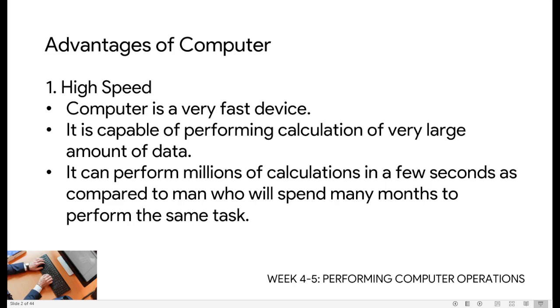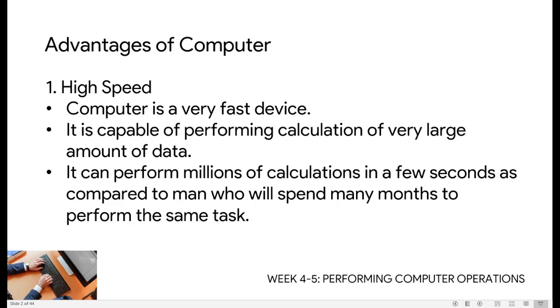Number one, we have the high speed. Our computer is fast in its performance when it comes to speed. Computer is a very fast device. Because of the RAM cards, video cards, and processor that we use, it is able to perform tasks properly in a single snap of time. It is capable of performing calculations for a very large amount of data.